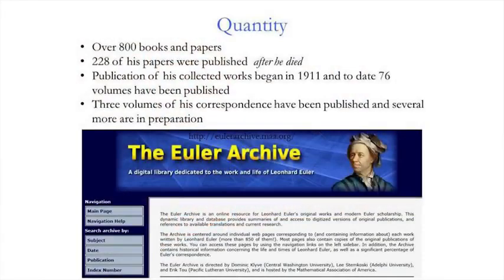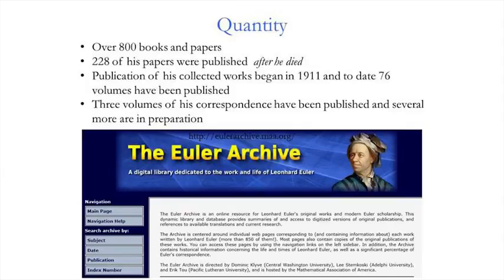But why did Condorcet call Euler science's great ornament? To give some indication of why, let me consider Euler's work under three dimensions of quantity, range, and significance. First of all, quantity. He produced over 800 books and papers in a wide range of areas that I'll come to shortly.